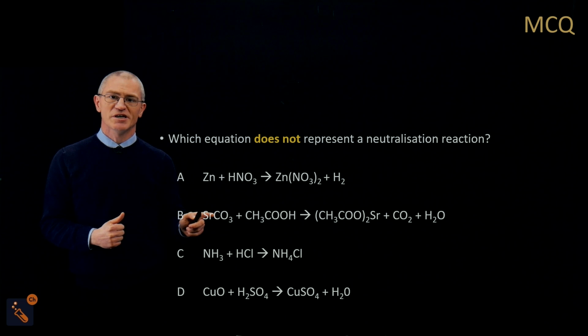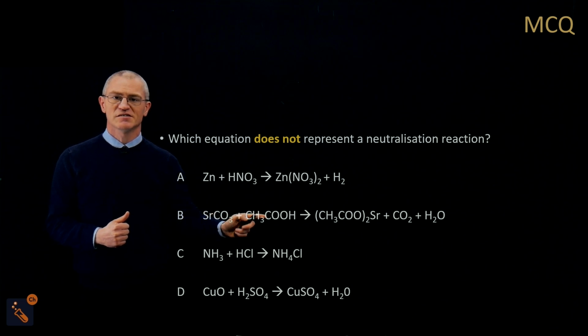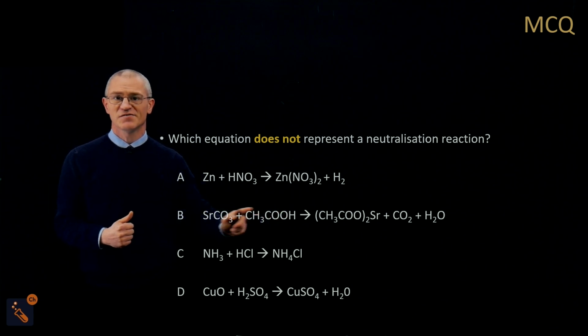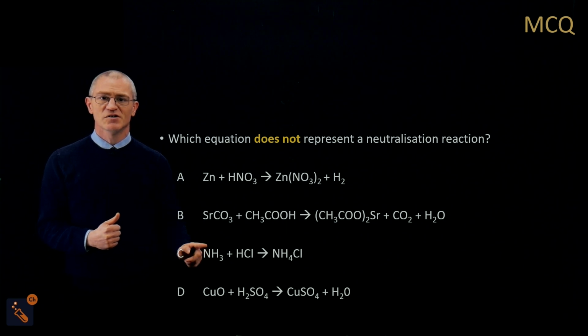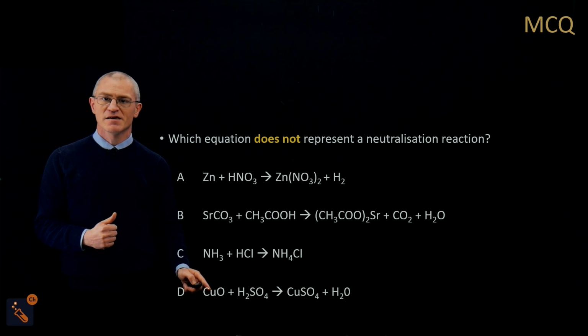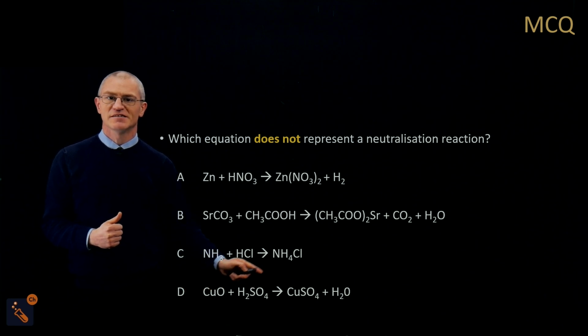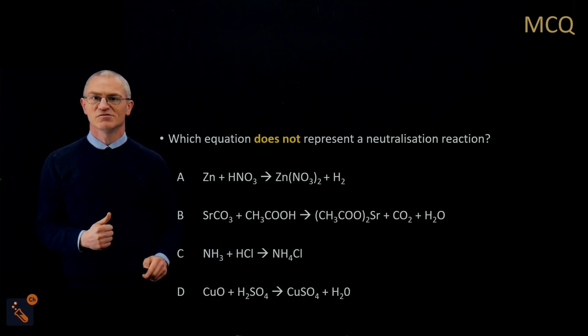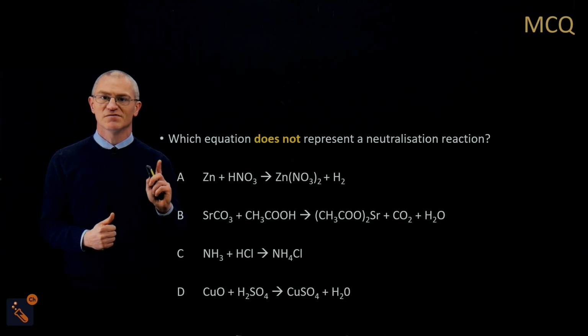So we've got weak base, carbonate, plus an acid. Well, and it produces water, definitely neutralisation. And then we've got a base plus an acid. There's no water, but it is still a base plus an acid, so therefore that's neutralisation. And then we've got a base again plus an acid, and we produce water, so definitely neutralisation. So the answer is most definitely A.